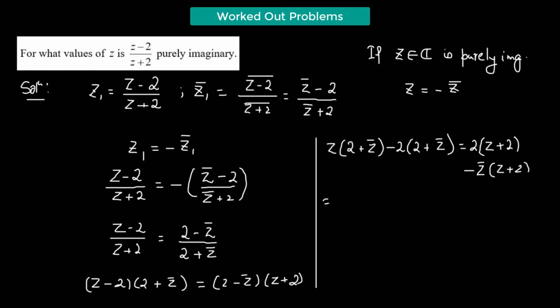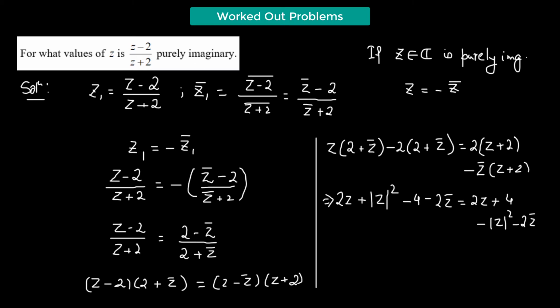So this gives us z times 2 is 2z, plus z times z bar will give us the absolute value of z squared, minus 2 times 2 is 4, minus 2 times z bar, and this value is going to be equal to 2 times z, which is 2z, plus 2 times 2, which is 4, minus z bar times z, the absolute value of z squared, minus 2 times z bar.